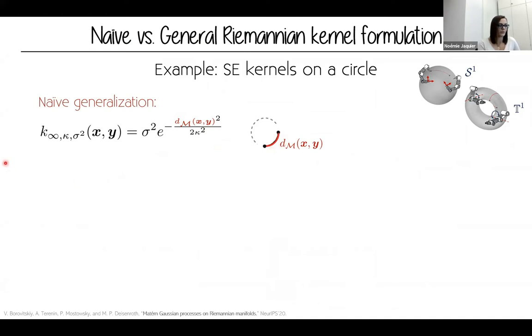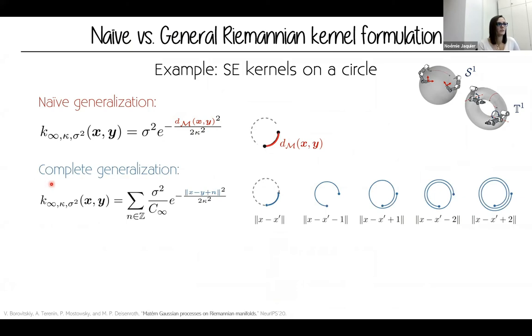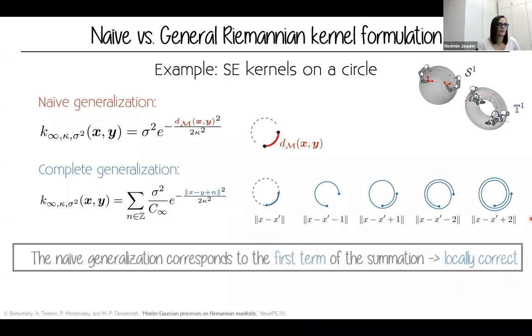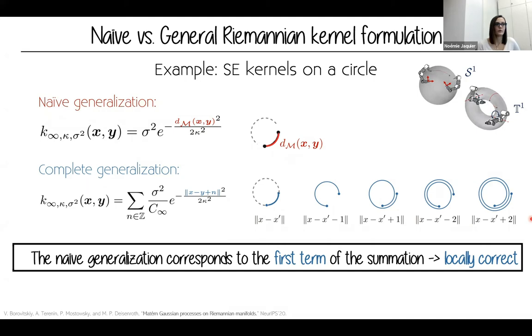Now, what the proper generalization does is that we have this infinite series here, and this considers basically all the paths between x and x prime that we can have. So we also consider the full turn: you do a full tour of the circle and then you go until your second point. What we can see is that our naive generalization corresponds to the first term of our summation. So locally, it is somehow correct. This explains why it already performs really well in terms of BO compared to Euclidean approaches.